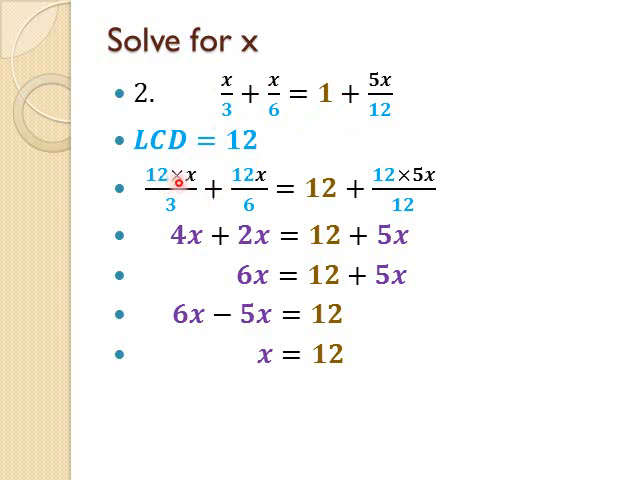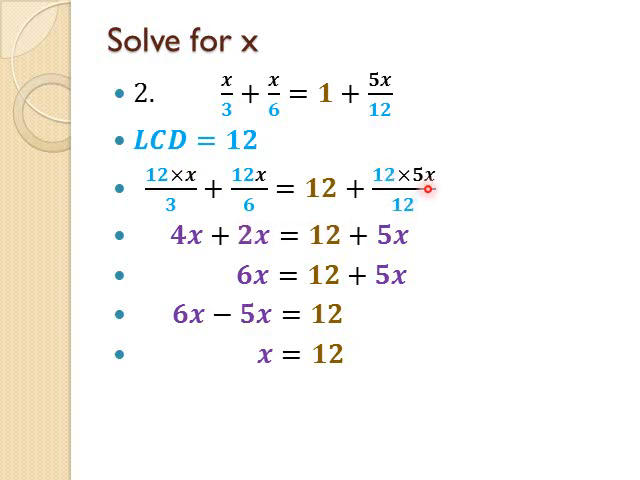So that becomes 12 times x divided by 3. 12 times x divided by 6. 1 times 12, which is 12. And 12 times 5x over 12. 3 goes in 12, 4 times. So 4 times x, 4x. 6 goes into 12, 2 times. 2 times x, 2x, equal 12.